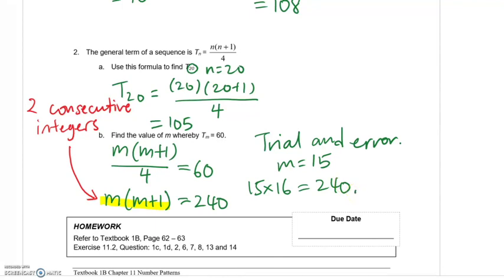Okay, when you are in Sec 2, you will learn a method where you will be able to solve this without using the trial and error method. But meanwhile, this is the only way that you know how to solve this problem. Okay, so now we've come to the end of worksheet 11.2. So complete your homework by the next lesson, and your teacher will go through the questions in class.